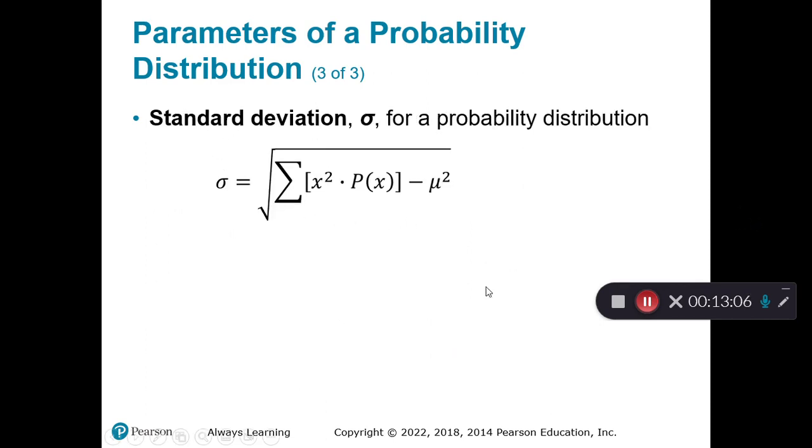Standard deviation, as we learned earlier, is always the square root of variance. So regardless of which of the two variance formulas you decide to use, simply taking the square root of the variance will yield the standard deviation.